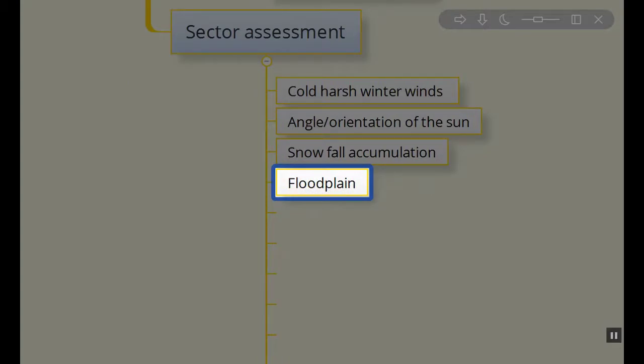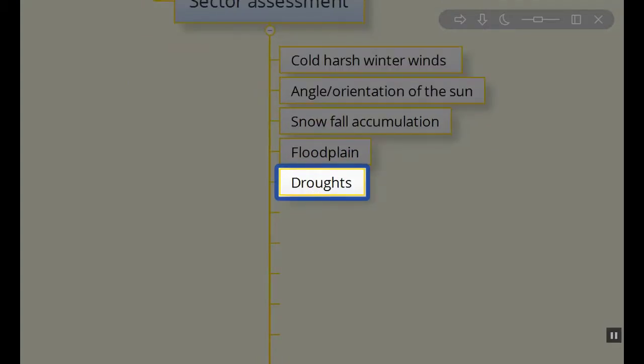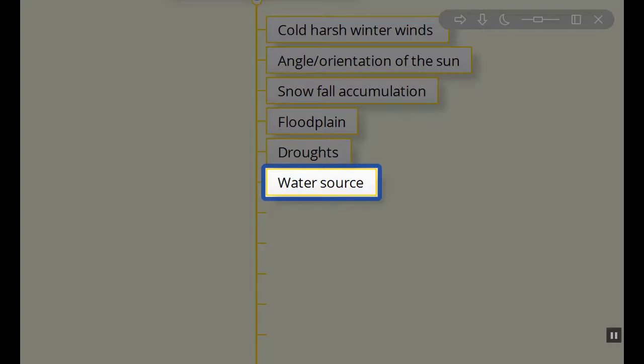Are you in a floodplain? What's a 100-year flood zone that you live in? What about droughts? What's the history of droughts? What about your water source? Where does your water come from?